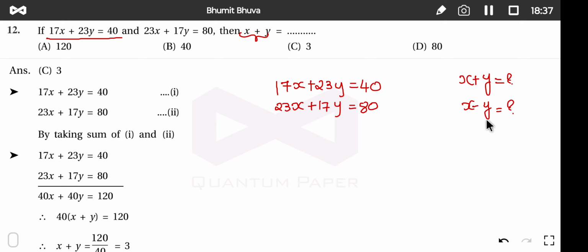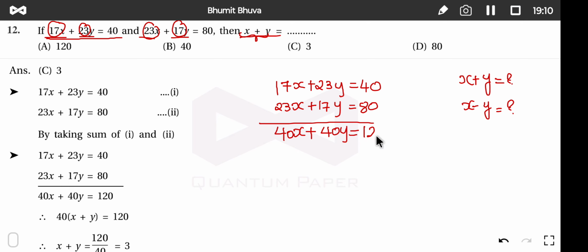And how to identify this question? You have to just see the coefficients of x and y in the first equation and in the second equation. So here it is 17 and 23. And here it is 23 and 17. Only the digits are reversed. And you have to find out either x plus y or x minus y. So suppose you have to find out x plus y, then you simply add both equations. So 17x plus 23x is nothing but 40x. Plus here also it is the same thing, 40y. And if we add, we will get 120.